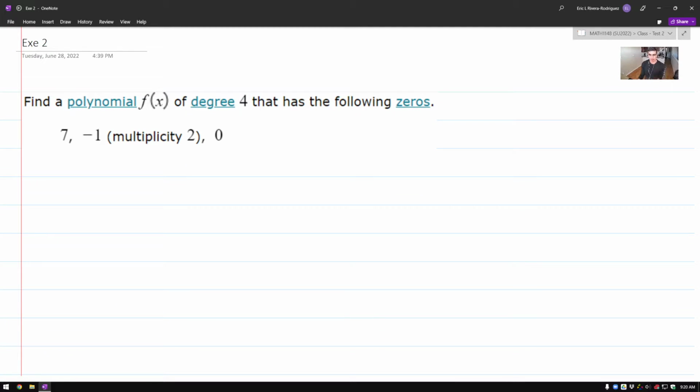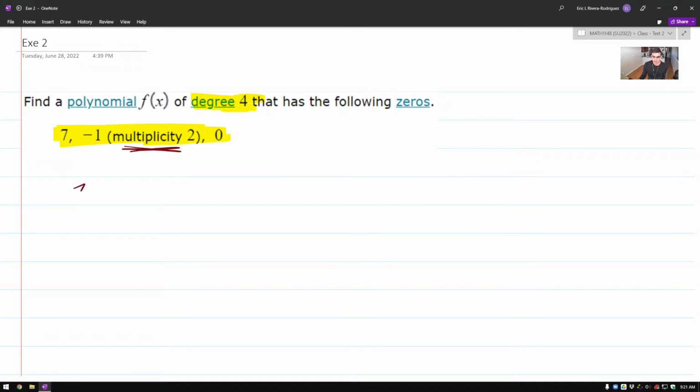Okay, step number 1. What we want to do first is find a polynomial with these properties. The degree needs to be 4 and the zeros are 7, -1, and 0. And here we have something that wasn't in the first exercise. -1 has a multiplicity of 2, and we are going to see how we need to take this multiplicity into consideration.